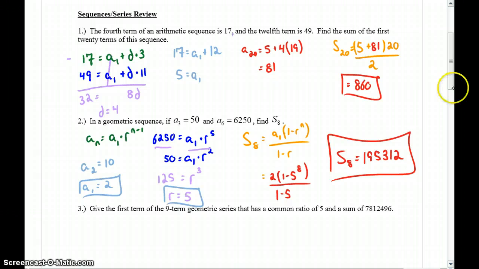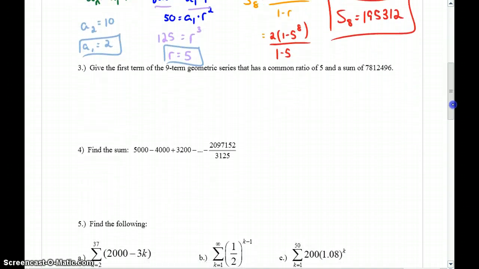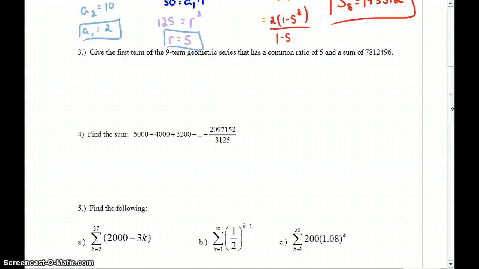Okay, problem number 3. The first 9 terms of a geometric series that has a common ratio of 5 and a sum of 7,812,496. Okay, so in this case, r equals 5, S sub 9 equals 7,812,496. I need to give the first term of that. So I can plug this into my formula.